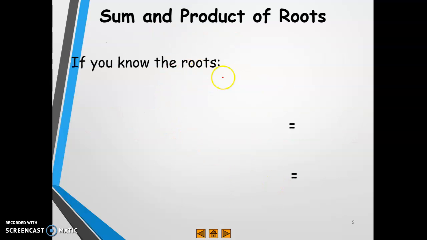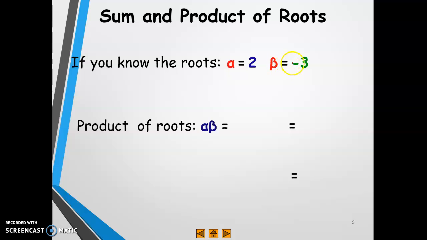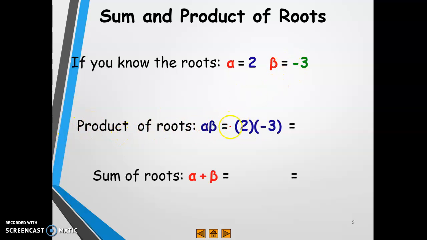The first example is when you're given the roots. For example, alpha is 2 and beta is negative 3. To get the product, you just multiply them. Alpha times beta is 2 times negative 3, which is negative 6. For the sum, you simply add them together, 2 minus 3, which is negative 1. So your product is negative 6 and your sum is negative 1. That's if you're given the roots.